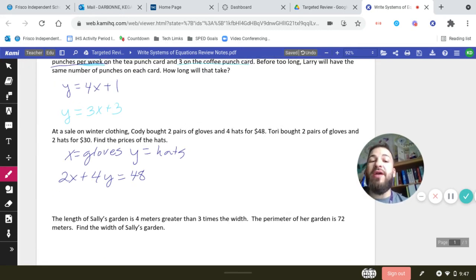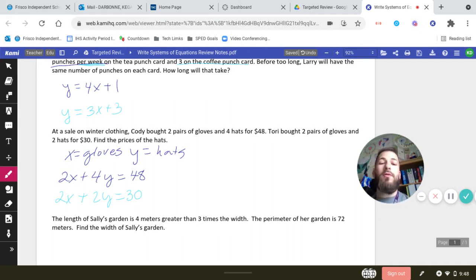Tori bought 2 pairs of gloves and 2 hats for $30. So Tori also bought 2 gloves, so 2x, plus 2 hats, so 2y, and that equals $30. Okay. And then once again from here, y'all, notice how these are not solved for y. So I need to solve these for y first, and then I could punch them in my Desmos calculator and graph them. But we're just focusing on writing these equations today.